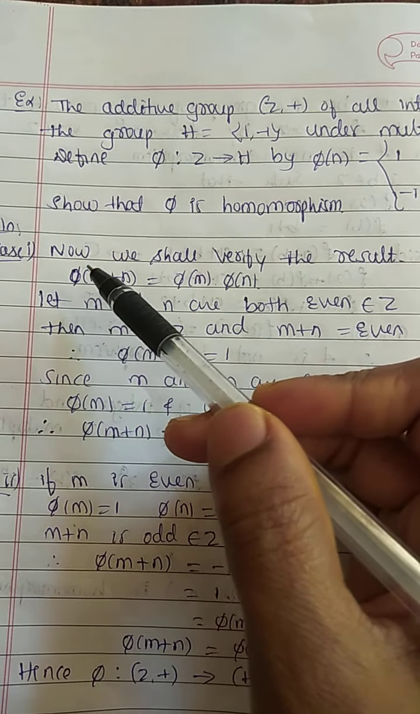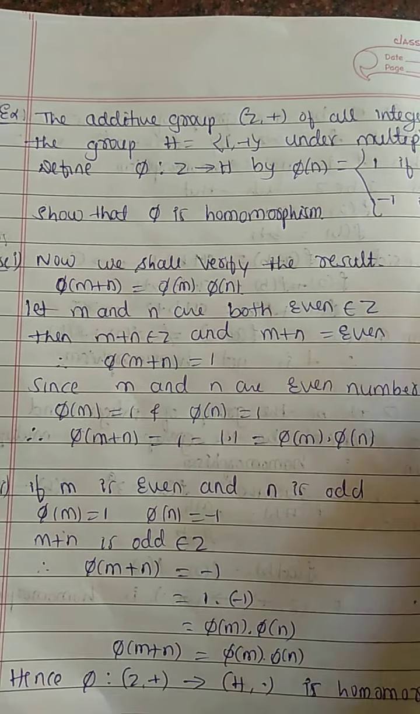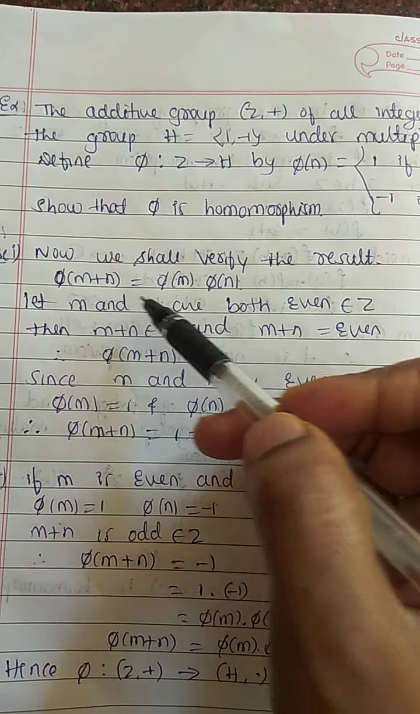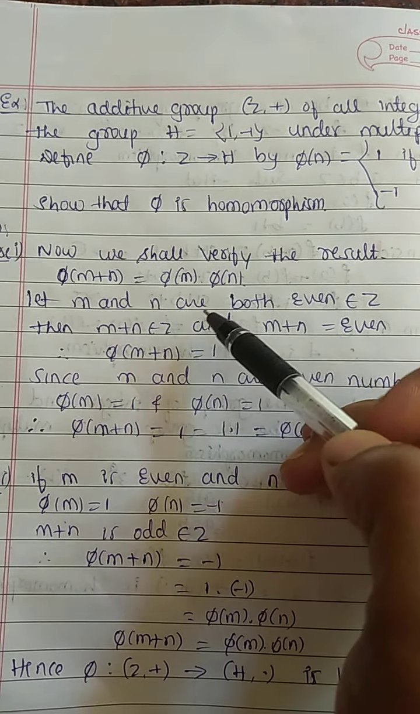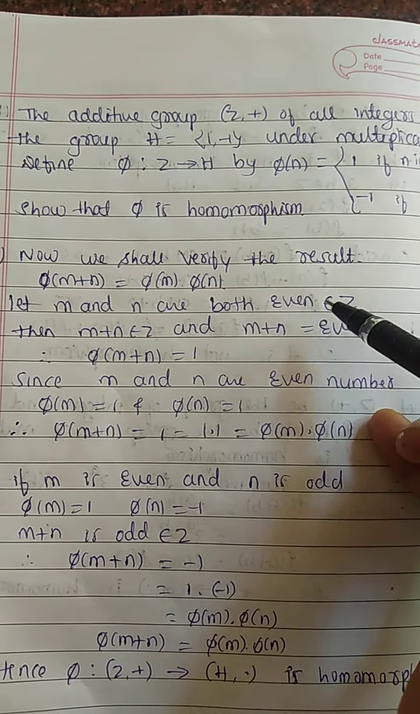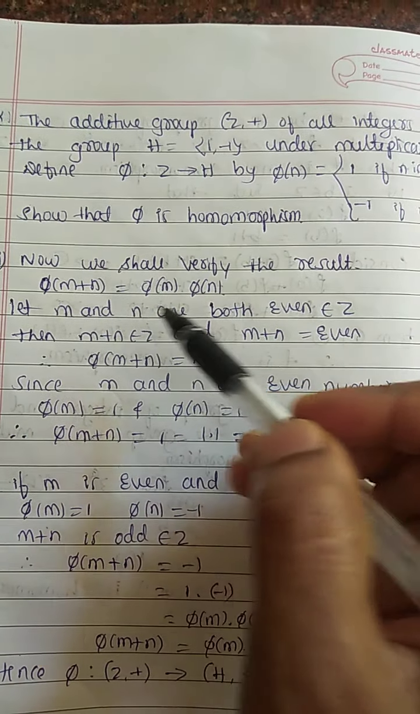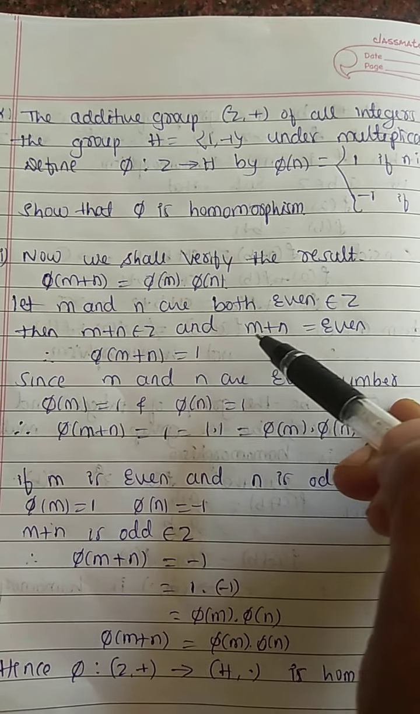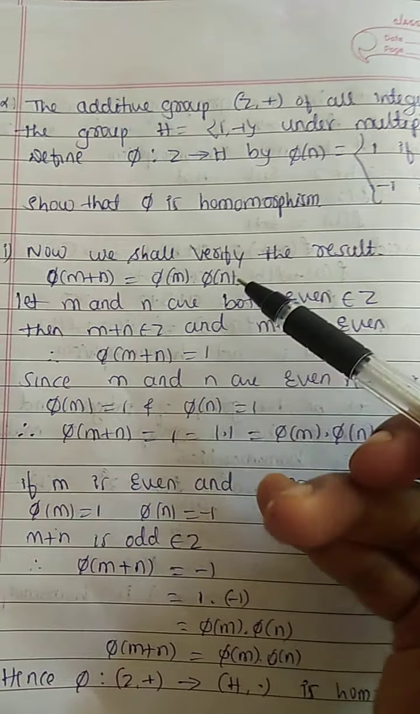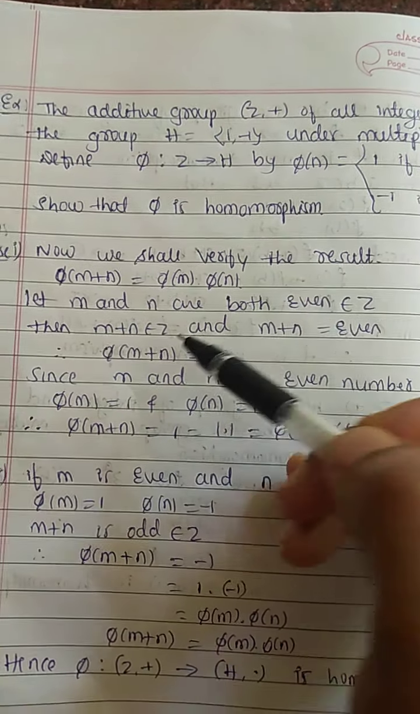Solution, case 1. Now we shall verify the result: pi of m plus n equals pi of m into pi of n. Let m and n both be even numbers. Then if m and n are even numbers, obviously m plus n is also an even number. Suppose m is 2 and n is 4, then 2 plus 4 is again an even number, 6.